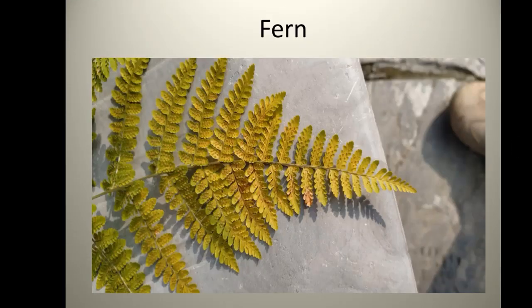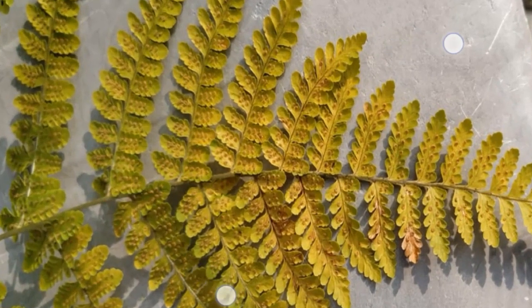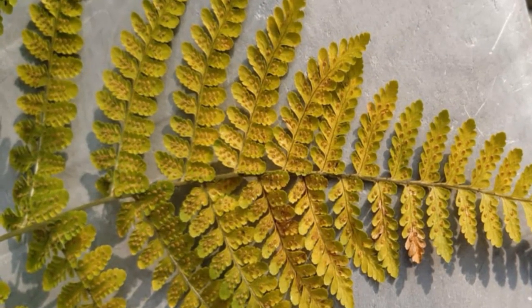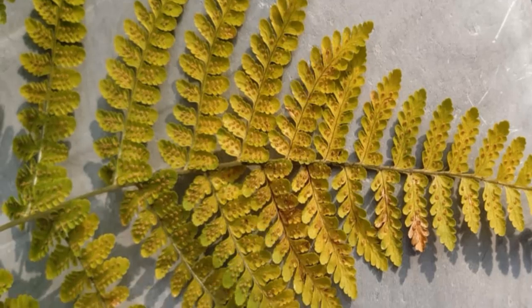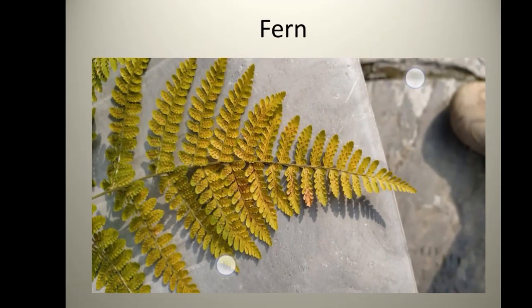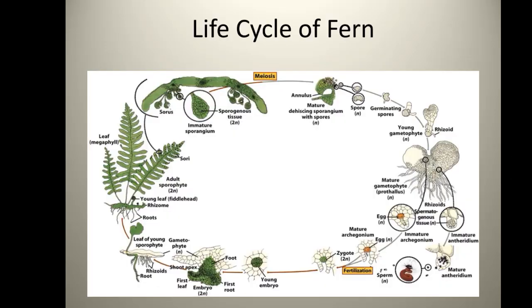Now this is the pteridophytic example, the fern. You will see here a well-developed figure of the fern. This is the figure of the leaf of the fern, and you will see here that the leaf is not simple but a complex compound leaf having leaflets. On each and every leaflet you can see the brown spot-like structure, and that is called sori. It is actually where the spores are formed.